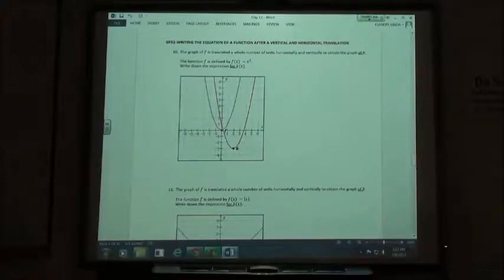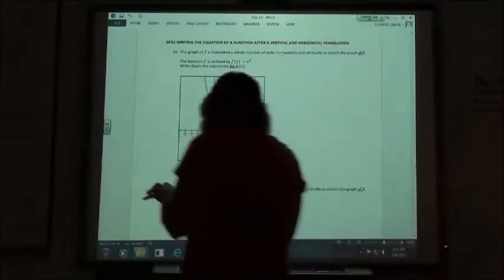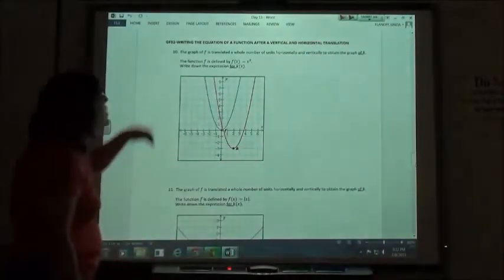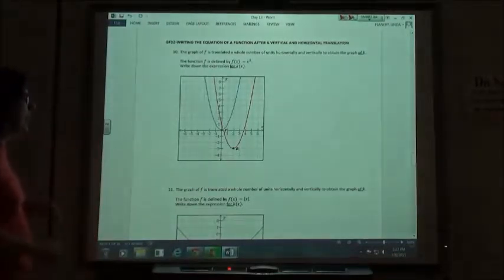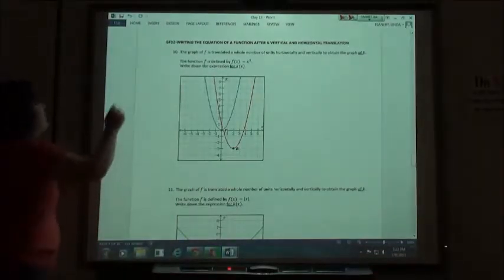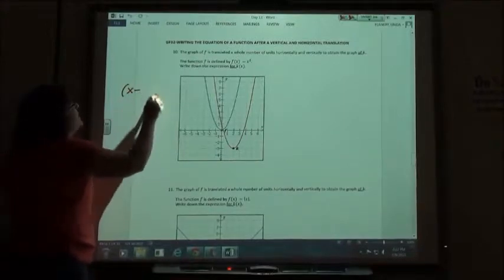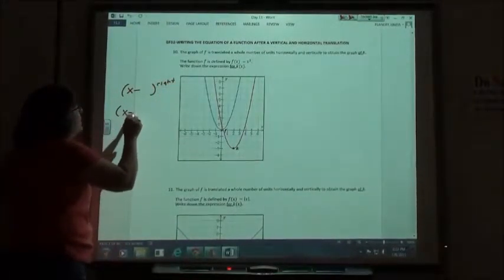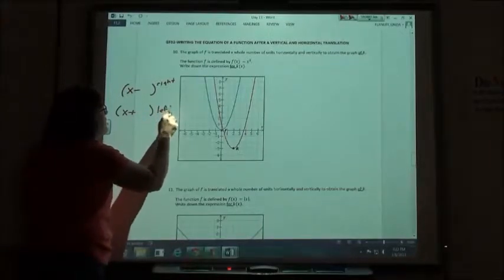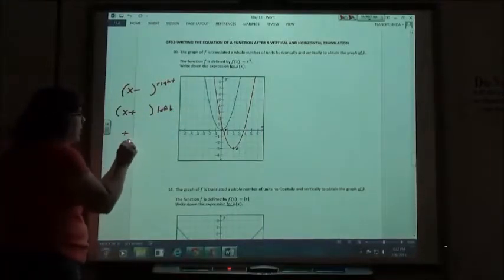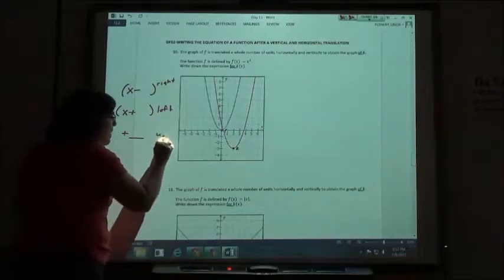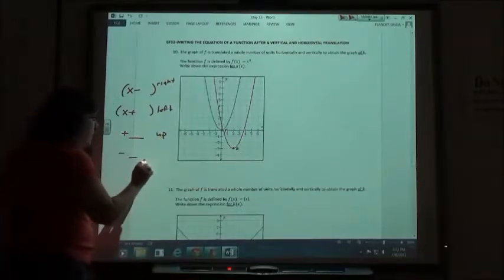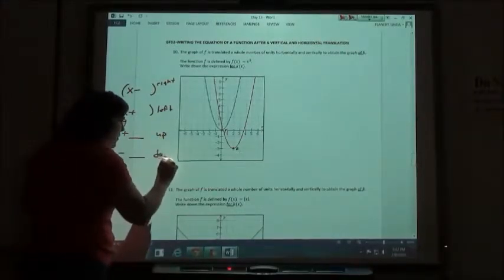Now 10, 11, and 12 are giving you the pictures of the two graphs, and they want you to rewrite what the equation should be. So keep in mind that if I have x minus something, it went to the right. If I had x plus something, it went to the left. If I had a plus number on the end, it went up. And if I had a minus number on the end, it went down.